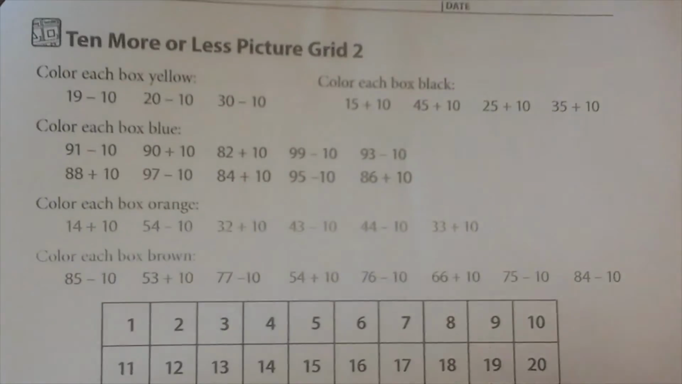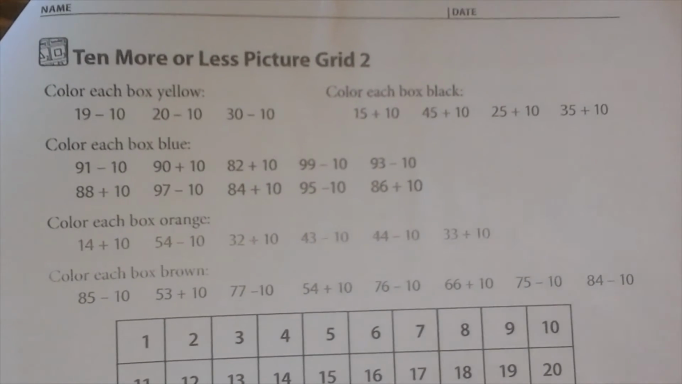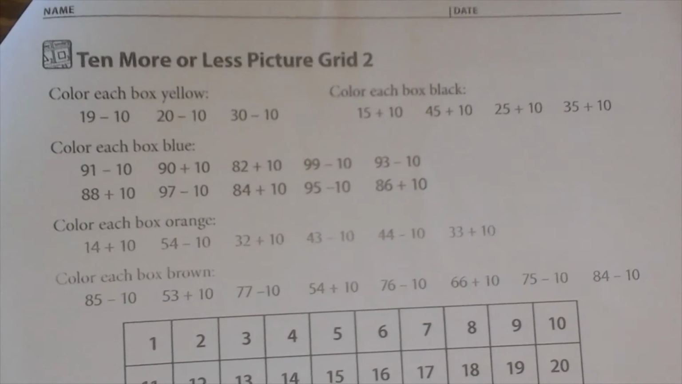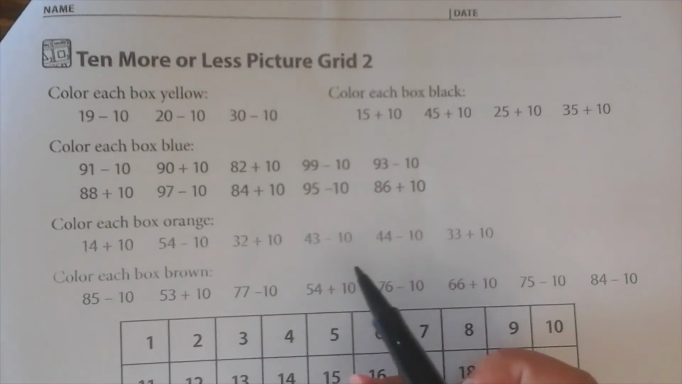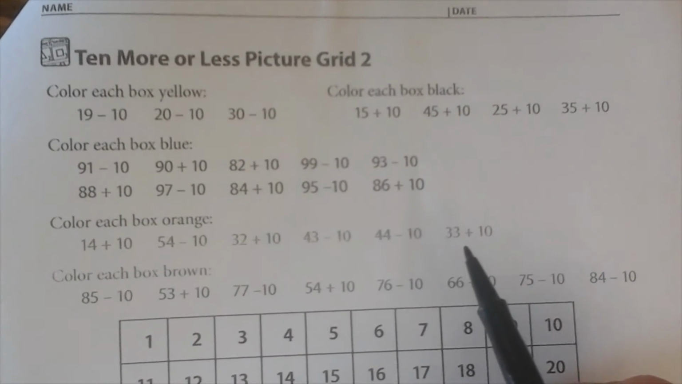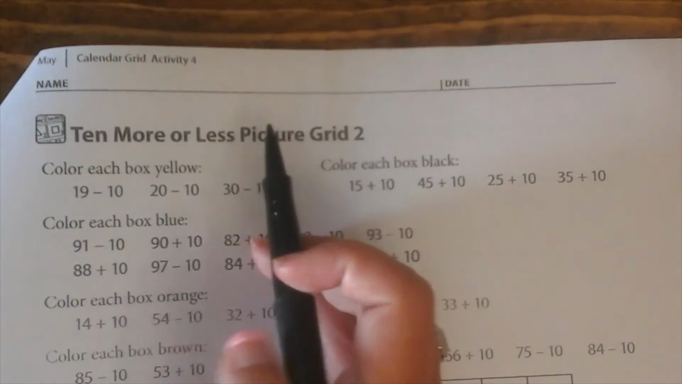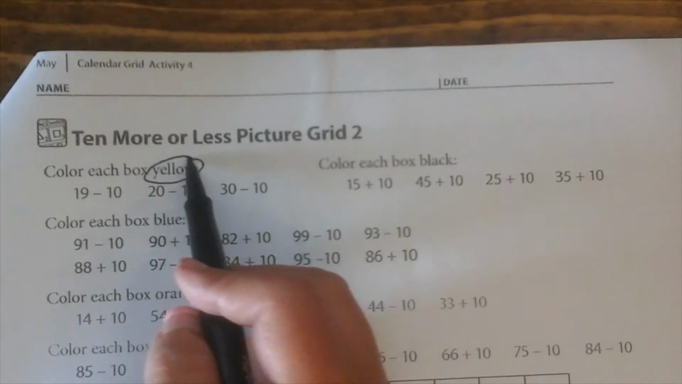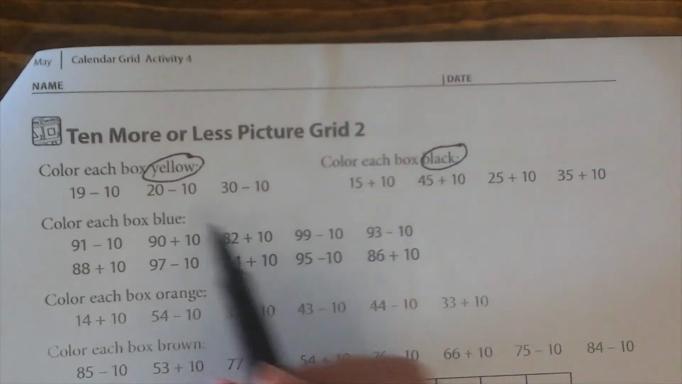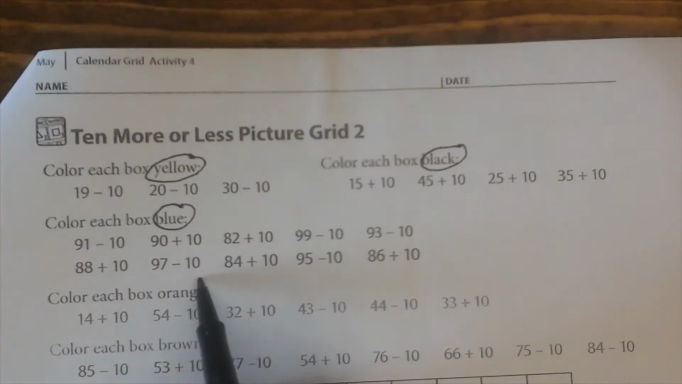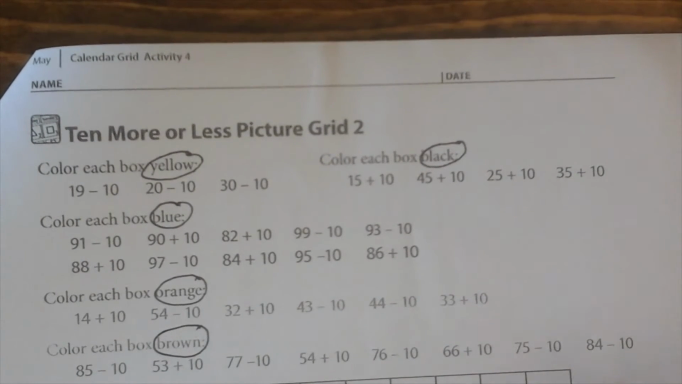All right, this might look a little bit familiar. Last week we had an activity kind of like this, but this one's a little bit more fun, I think, because you get to color with it, okay? So we are going to solve each one of these equations, and we're going to color the answer, or the total, or the difference, with the color that it says. So you're going to need yellow, could be a marker, or a crayon, or a colored pencil. You need black, you need blue, you need orange, and you're going to need brown. Those are all the colors you're going to need, okay?